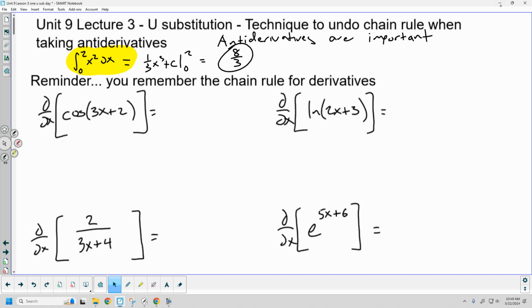So here we go. Now, let's see. I'm going to take a little straw poll. Could you take the derivative of cos 3x plus 2 for me? Go ahead and do that, and let me just see your derivative.